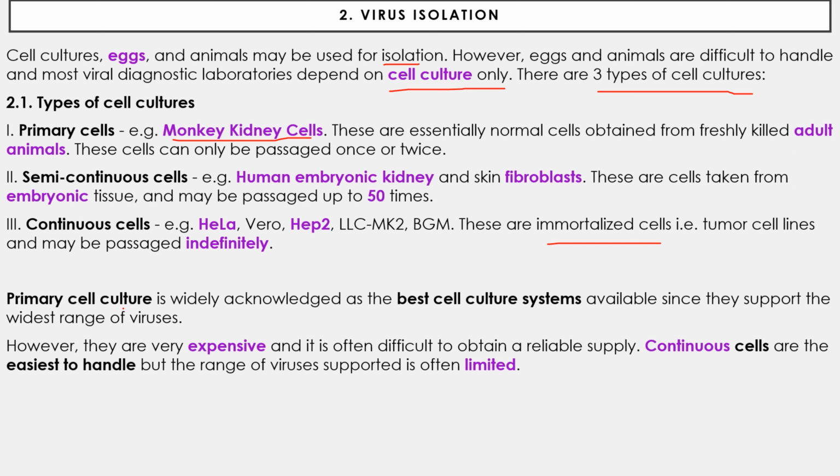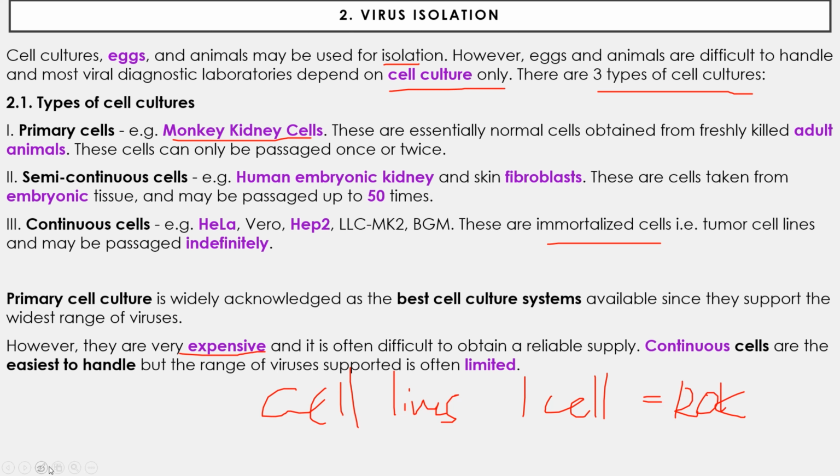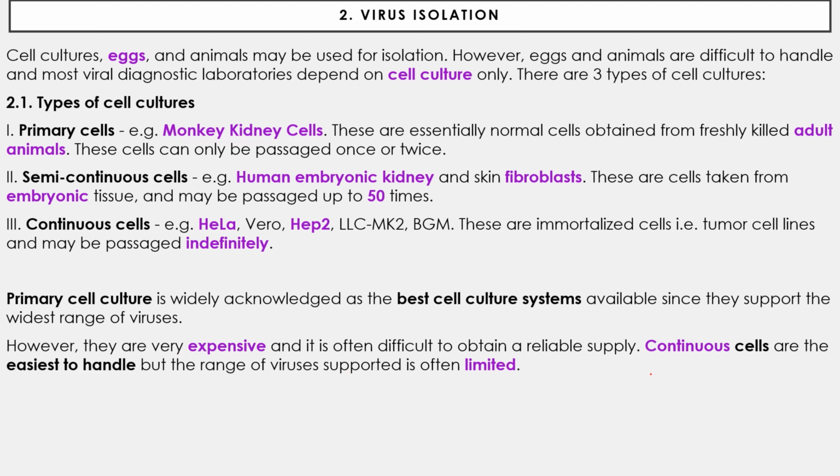Now, primary cell culture is widely acknowledged as the best cell culture system available since they support the widest range of viruses. However, they are considered expensive, class. During my time when I was a student, we had one group during the thesis sa research namin, class. Meron kaming isang group na nag-undergo ng thesis experiment wherein they used cell lines. Ang isang cell line, class, if I recall, nagka-cost ng around 120,000 pesos. So it was a very expensive research, what they did. Now, continuous cell lines, class, are the easiest to handle, but the range of viruses supported is often limited. Take note of that.